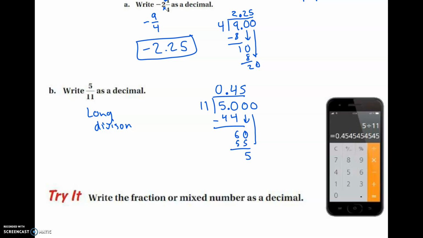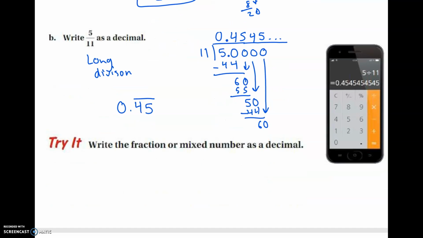And now we keep looking, and look what just happened. 11 goes into 50 4 times. And then a 6, oh, I bet you can tell what's going to happen. It's going to keep repeating. So once we see that repeating pattern, then we just have to write it as a repeating decimal. So 0.45, and that bar needs to go over both the 4 and the 5. That's important. Okay?